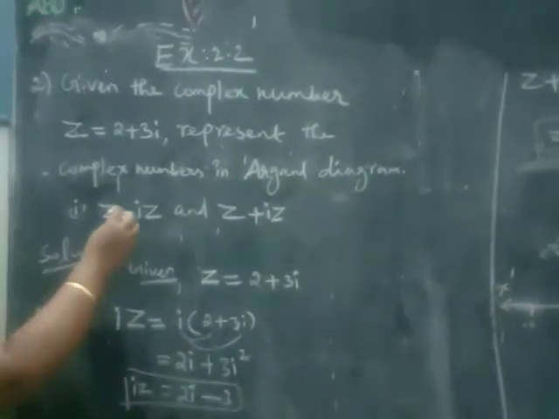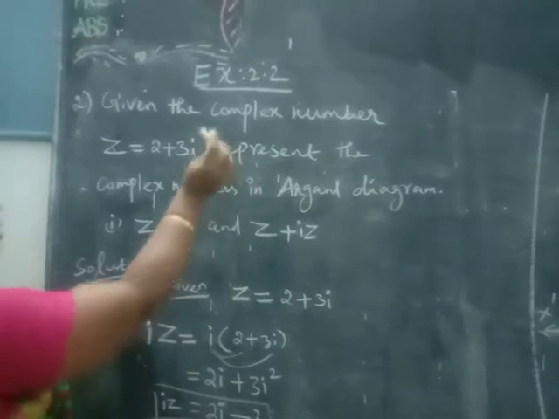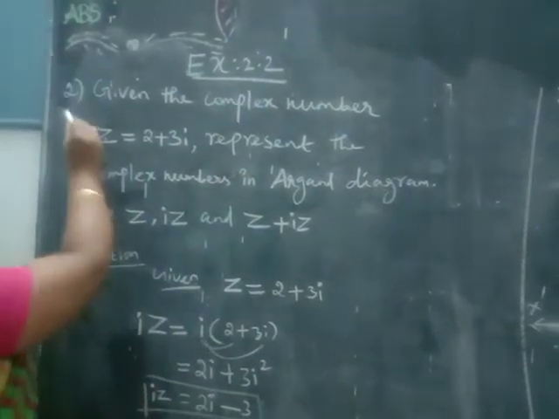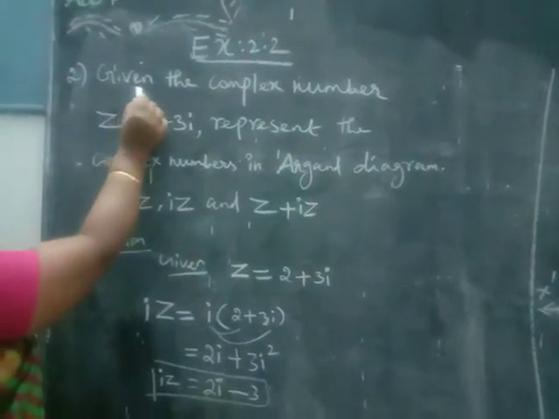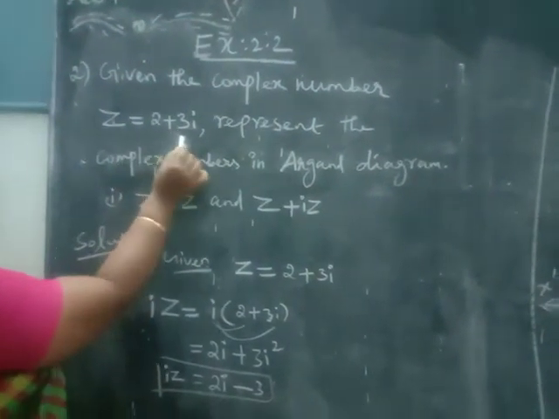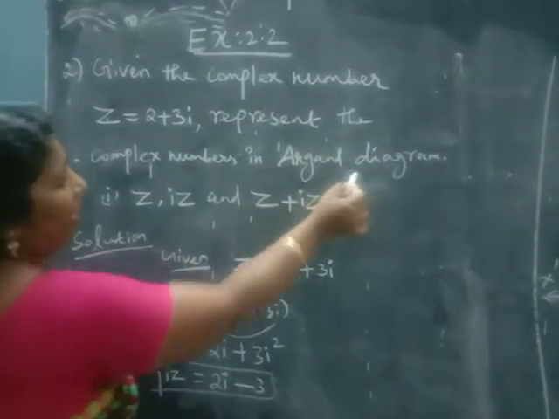Good morning students. Last class we saw exercise 2.2, first problem. This is the continuation of exercise 2.2, second problem. What is given in the second problem? Given the complex number z equal to 2 plus 3i. Represent the complex numbers in the Argand diagram.